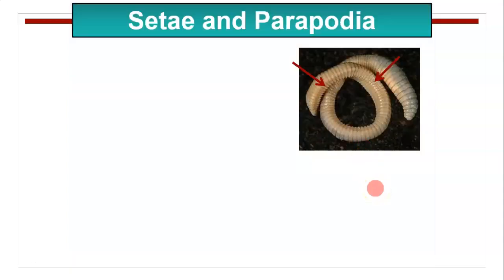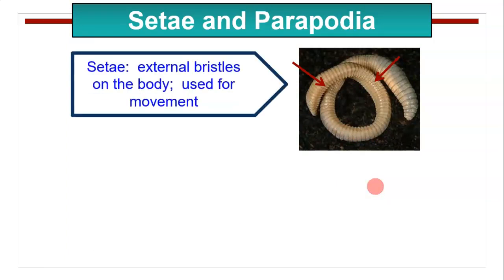Now, some other general characteristics of annelids is they have something called setae, which are these external bristles on the body. And that word bristle, if you don't know what that means, just think of a little hair. Like if you use a hairbrush, each one of those little pokey things is called a bristle. So these guys, and you might not think that they have bristles, like you've seen an earthworm before and they look kind of slimy. But if you look up really close, they have these external bristles on the body that they use for movement.